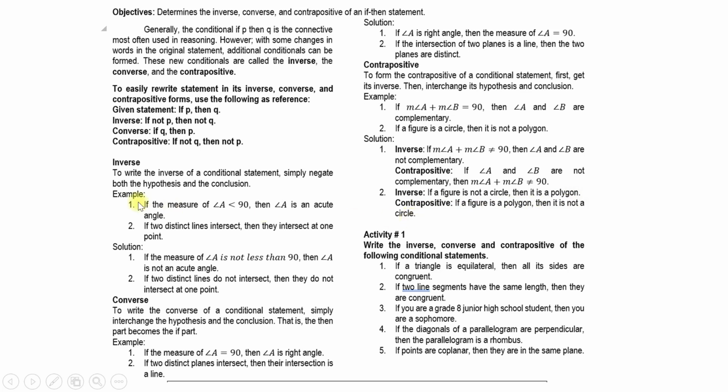Okay, recap. If we say inverse, ato lang kuhaon ang ijang negation sa given statement. Kung mo-say ta og converse, ato lang balihon ang hypothesis and conclusion. Then if we say contrapositive, atong kuhaon ang ijang inverse, then i-interchange ang hypothesis and conclusion. Okay, for your activity number 1, write the inverse, converse, and contrapositive of the following conditional statements. Okay, that is 1 to 5.